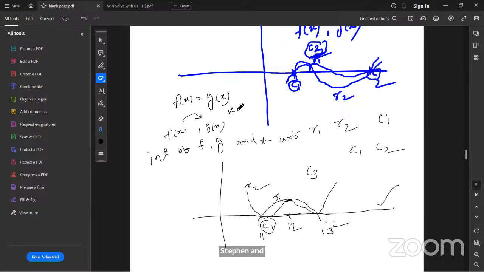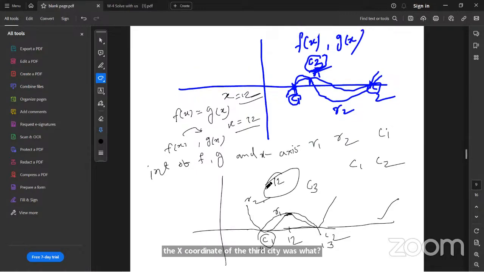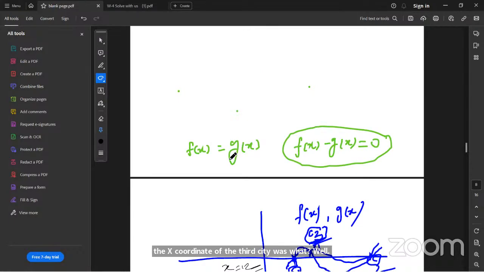What remains? X is equal only to 12, because we already know that wherever f and g meet, there will be one city. Only one city will remain at x equals 12 only, right? So the x coordinate of the third city was what? 12. That is your answer. Understood?